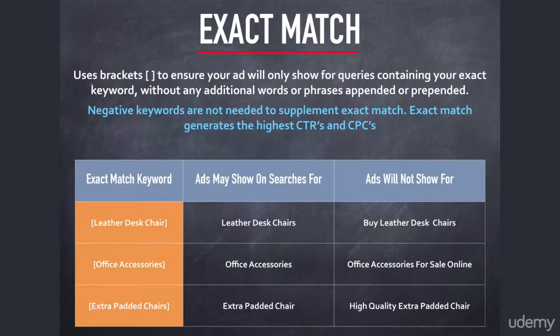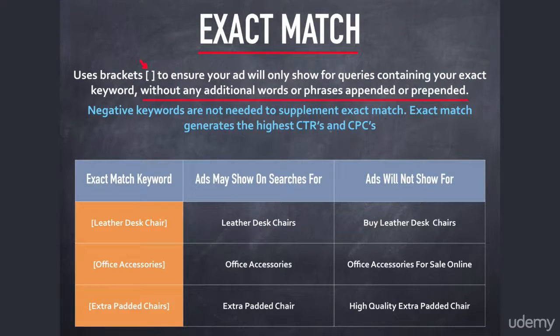So exact match keywords use brackets, these brackets right here, to ensure your ad will only show for queries containing your exact keyword without any additional words or phrases appended or prepended. That's the distinguishing factor of exact match over phrase match. It really controls exactly what keywords and what queries your ad is eligible to show for. So negative keywords are not needed to supplement exact match, and exact match generates the highest CTRs and CPCs.